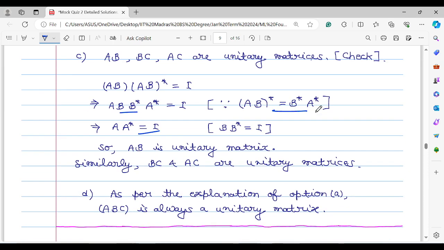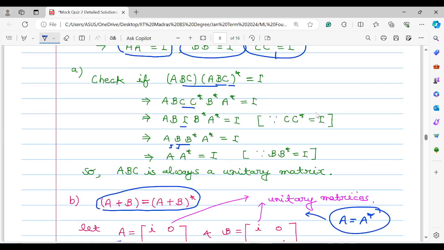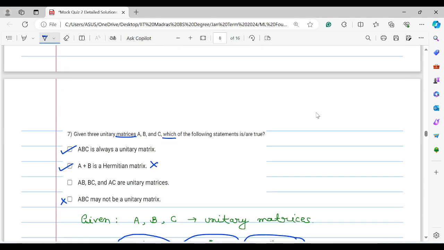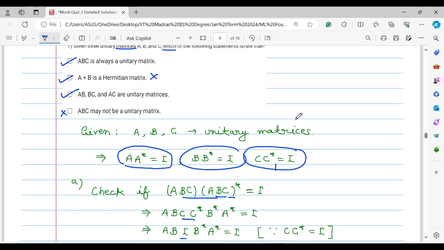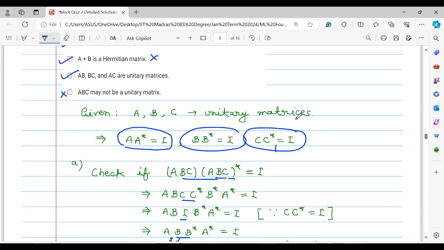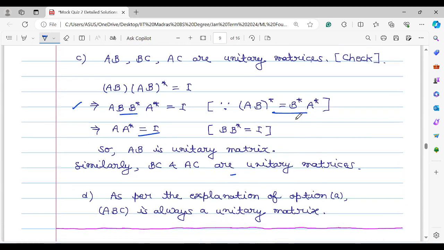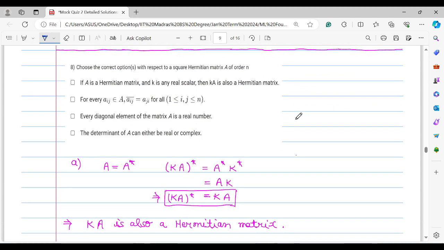Similarly, we can show BC and AC also hold from this. If this is true, then BC and AC are also true. So BC and AC are unitary matrices. So option C is correct. And D I have already told you is incorrect. So A, B and C are correct options. Going to the next problem, problem number 8.